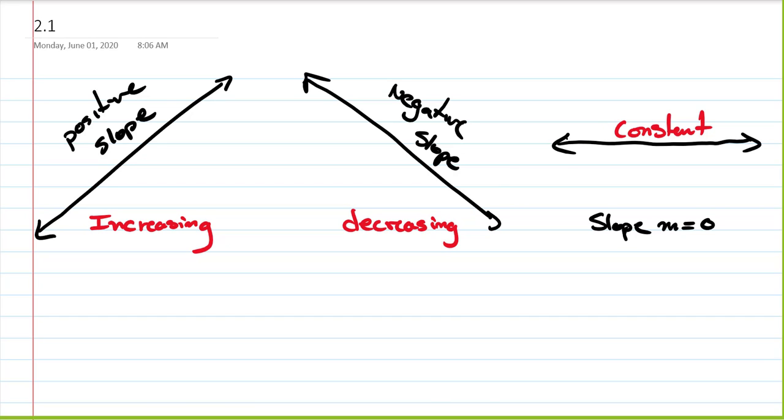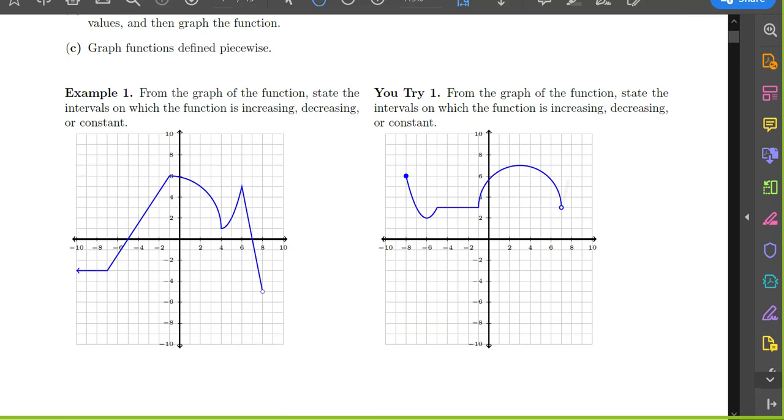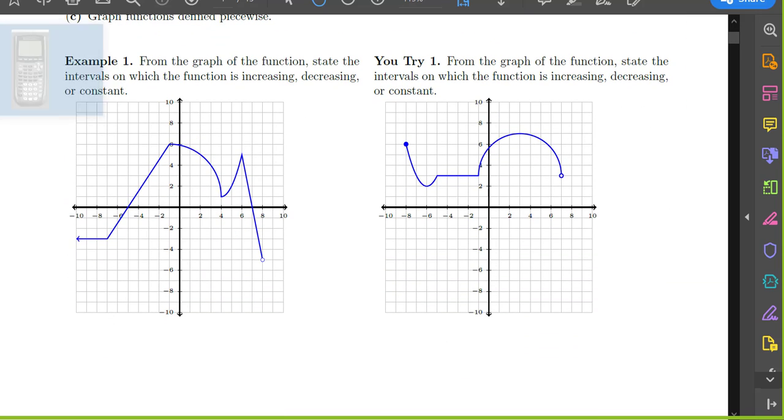So these are the three possibilities for a graph. It can either be increasing, which means it has positive slope. It can be decreasing, which means it has negative slope. Or it can be constant, which means it has 0 slope. All right, so let's go ahead and take a look at our first example.